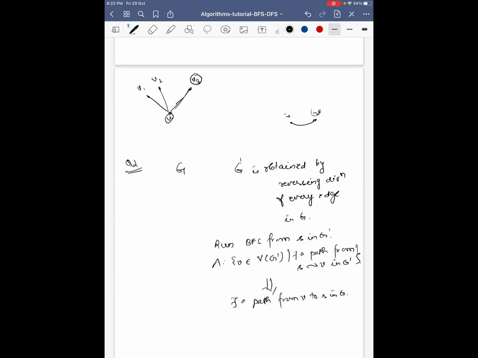Yeah, but if you want to check whether there is a path from every vertex which is reachable from S, suppose there is a vertex which is reachable from the town hall in the original graph. It might be possible that there might not be any path from that vertex to the town hall, right? Yeah, makes sense. So that will not be included in G dash.